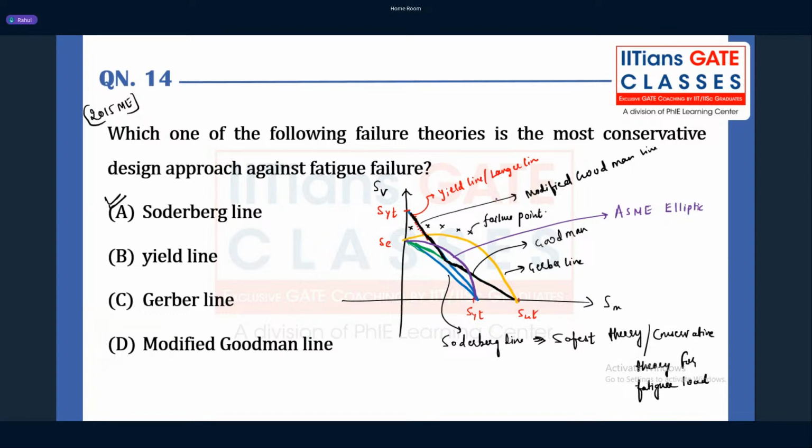Now, what is the specialty about this particular line? You have to remember this in theories of failure: the ASME elliptic theory is one of the closest to actual experimental results. Suppose next year they ask which of the following theories of failure is the most accurate, and one of the options is the ASME ellipse. Then the ASME elliptic theory is the most accurate theory.